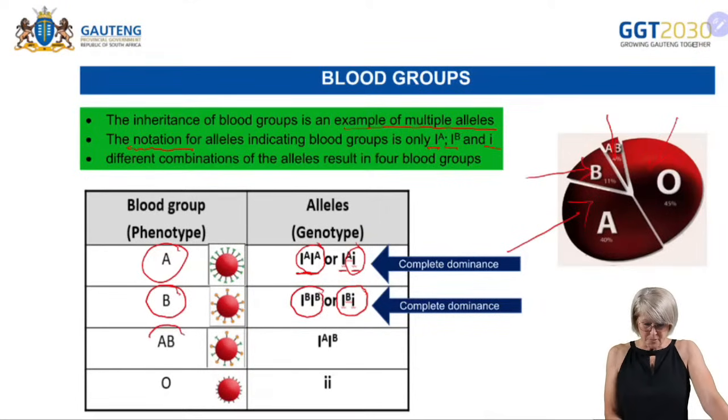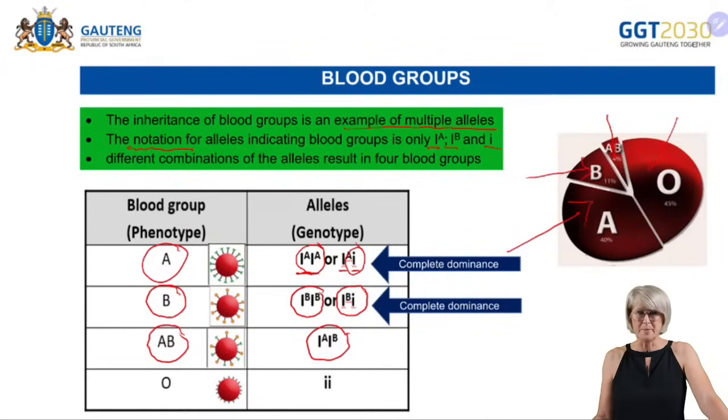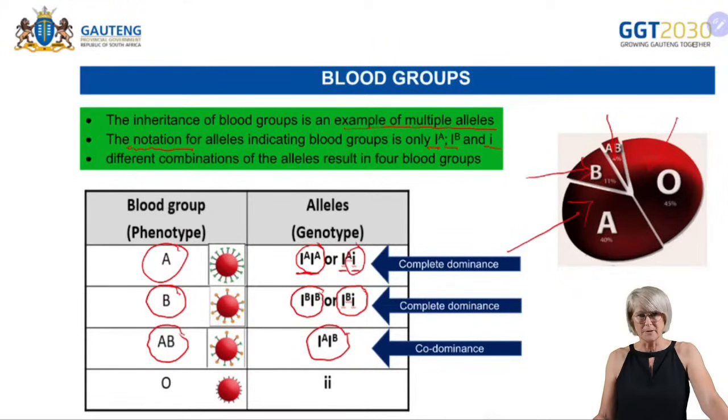The next example is blood type AB. Here, if we have a look at the alleles of the individual, we see that both the allele for blood type A and the allele for blood type B are present in the genotype. And remember, when we spoke about codominance, we said both the parents' phenotypes would be visible in the offspring. So in this case, we have the alleles of both the parents, and the individual then has blood type AB. And that is an example of codominance.